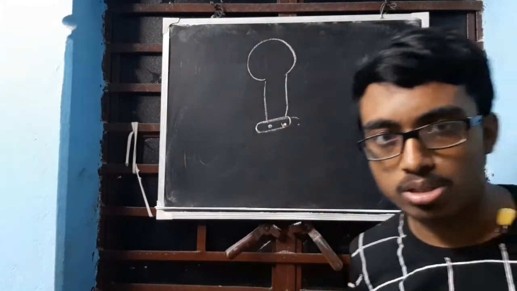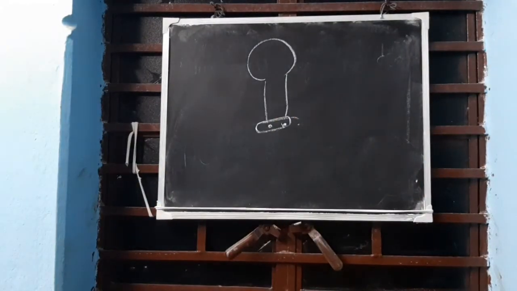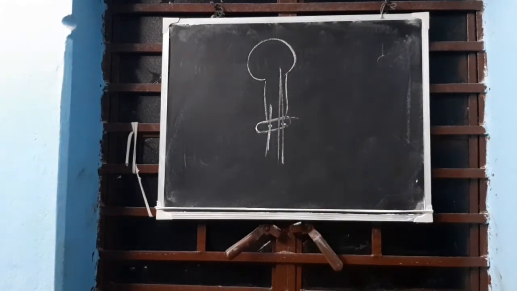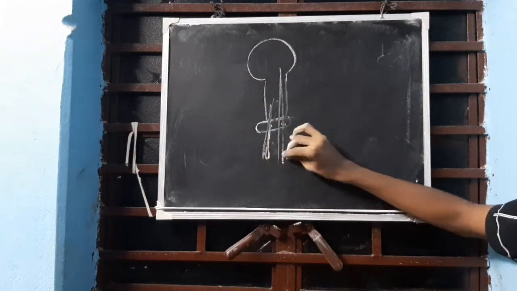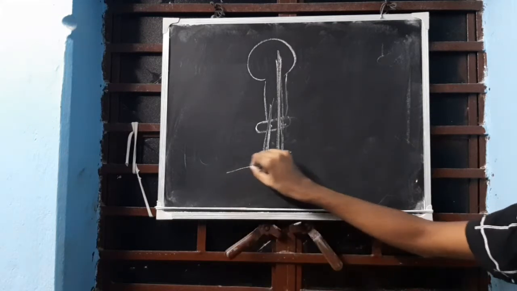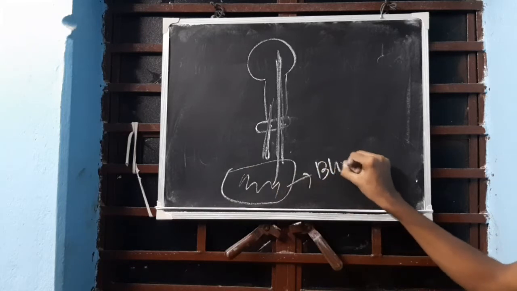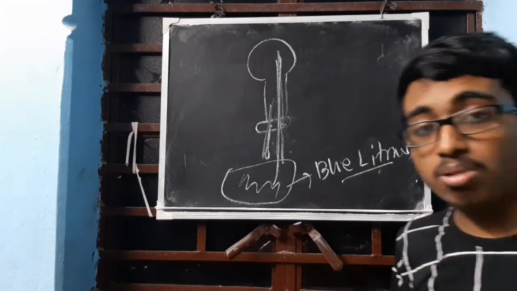Two holes are made for two different purposes. One purpose is to insert a dropper. Another is to insert a long jet tube. Two things are done: one is a dropper, and one is a long jet tube like this. Clear? Here we have kept a solution of blue litmus. Do not judge the drawing, please. Now see what happens.